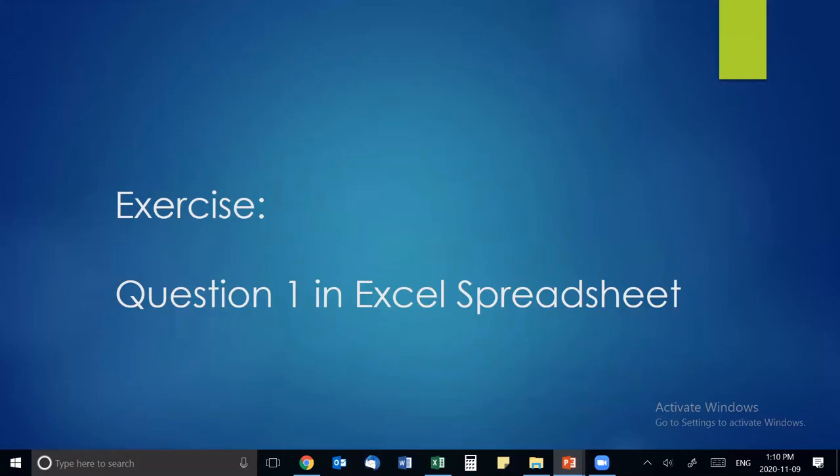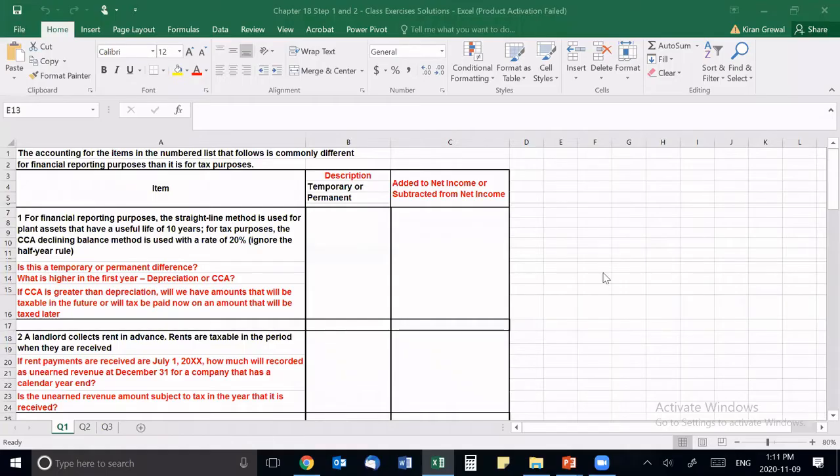Okay? So what we'll do now is we'll go through a question. So if you look at question 1 in the Excel spreadsheet. Okay, so question 1 is going through a few examples, and what I want you to do is determine whether these examples are a temporary difference or a permanent difference, and then whether it's added to net income or subtracted from net income. So if you start with net income for accounting purposes and you want to get to taxable income, do we have to add that amount or do we have to subtract that amount to get to taxable income?